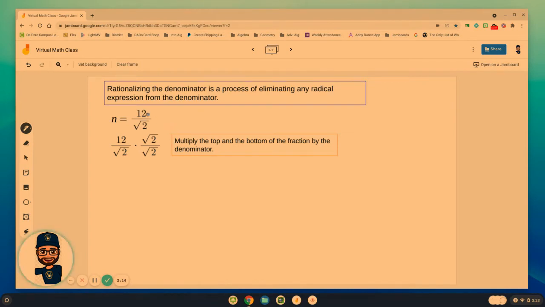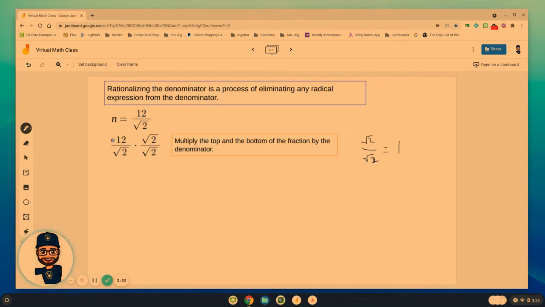And what do we do? We take the problem and we multiply the top and the bottom by the square root of whatever is on the bottom, right? 12 square root of 2 times square root of 2 over the square root of 2. The reason we can do this is that the square root of 2 over the square root of 2 is really just a different way of writing the number 1. Something divided by itself is 1. And so we're not changing the problem, we're just changing the way that it looks.